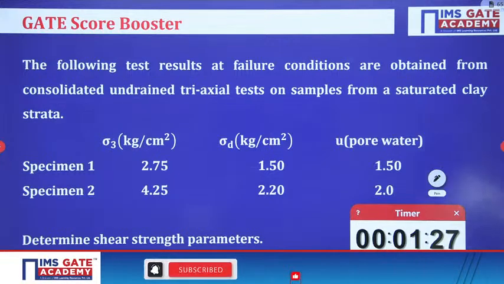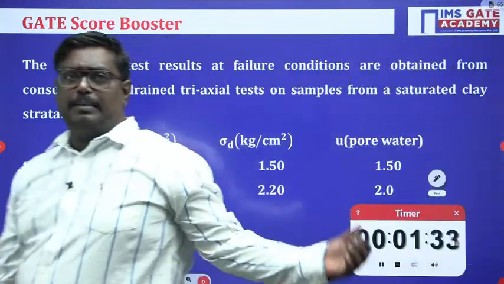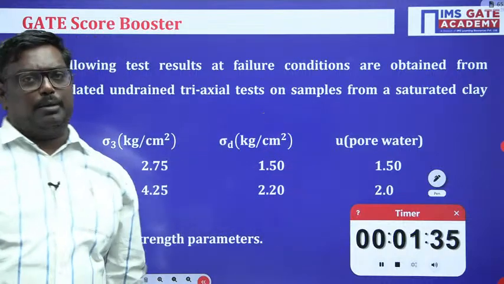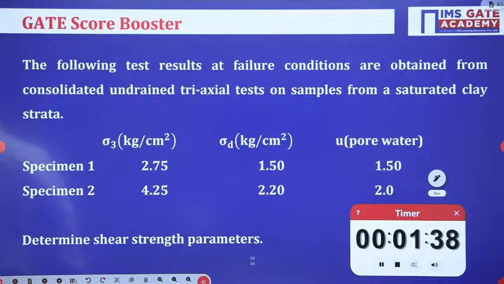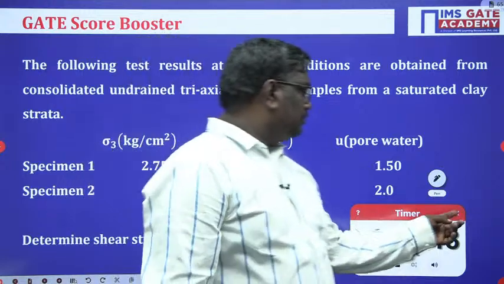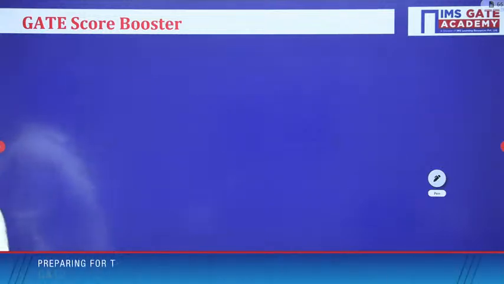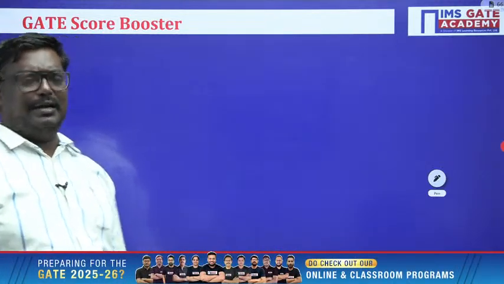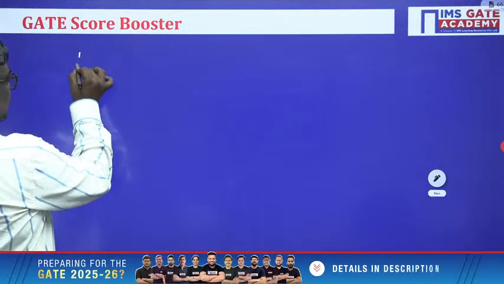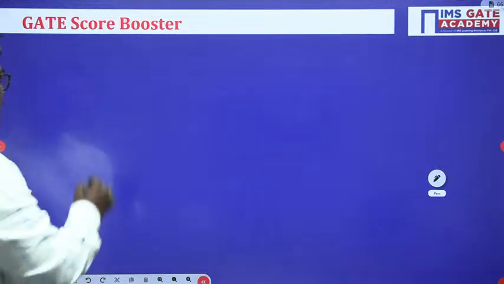See, the following tests or failure conditions are obtained from an undrained triaxial test. They have given the confining pressure, deviator stress, and pore water pressure. So you have to solve the question. Okay. Now see, students, I have given you enough time here. Determine the shear strength parameters. Sir, there can be undrained condition and drained condition. Now let me tell you. First of all, you should have an idea on what, sir?